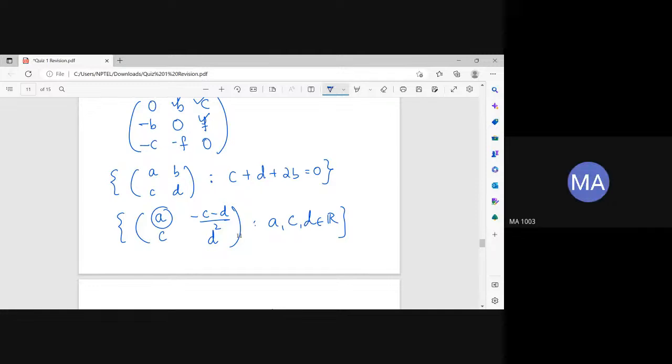If I know C, do I know the entire matrix? No. So A is needed, C is needed. If I know D, do I know the entire matrix? No. But if I know all the three, then do I know the entire matrix? Yes. Is this fourth entry necessary? No. So how much information is needed to know the entire matrix? You need three.